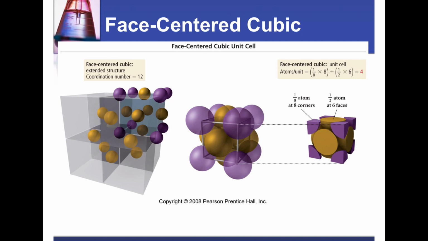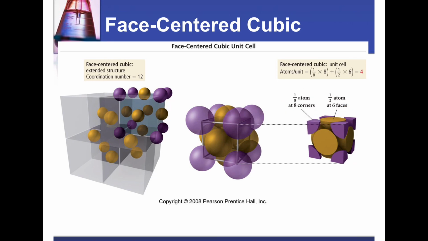So when we're talking about how many atoms are on the inside of a face-centered cubic, we have 8 times those eighths, and then there are 6 faces to a cube. Front, back, up, down, side, side. There are 6 faces, and each one of them has a half of an atom on it. So when we add those up, we get a total of 4 atoms per cell in a face-centered cubic.